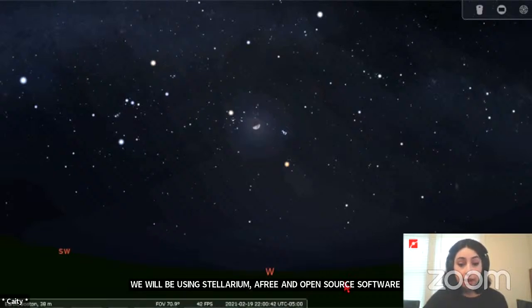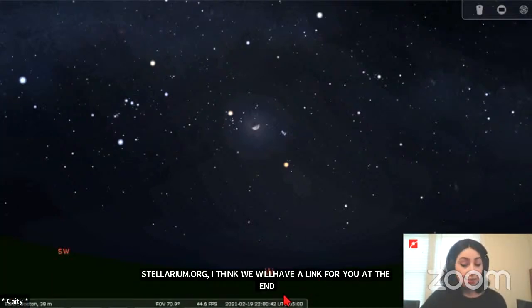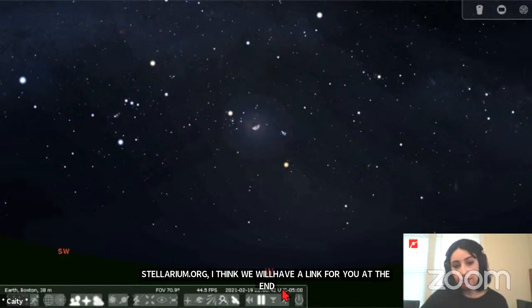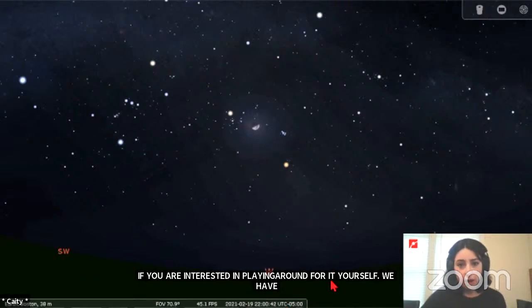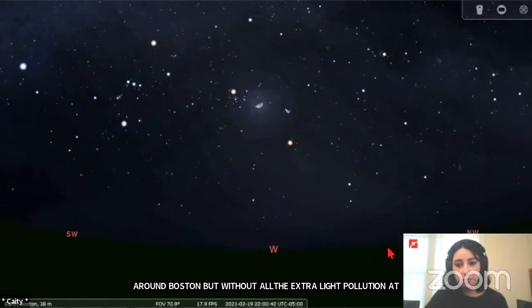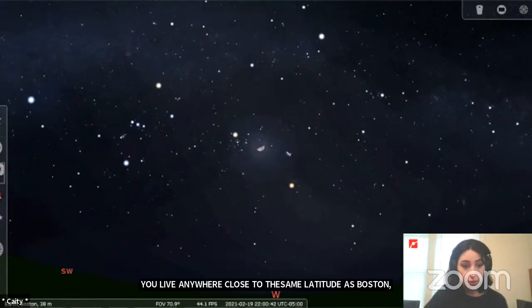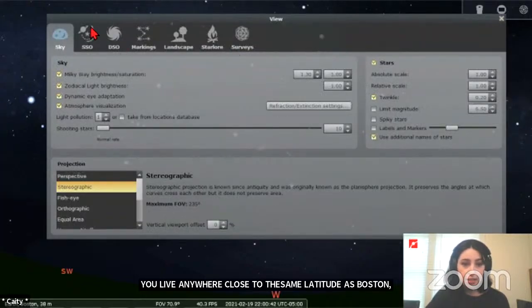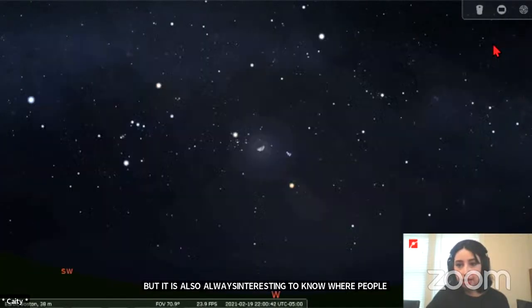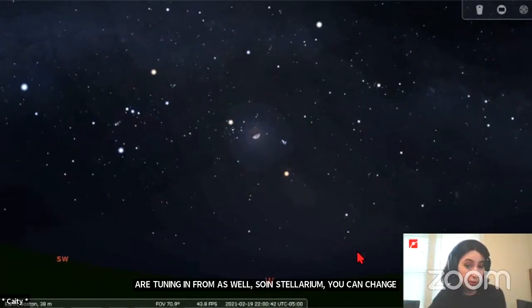So I have this set so that we are viewing the nighttime sky from around Boston, but without all the extra light pollution at around 10 p.m. tonight. So the sky will be pretty similar if you live anywhere close to the same latitude as Boston. But it's also always interesting to know where people are tuning in from as well. In Stellarium, you can always change where you're viewing from, which is really nice. And it's got pretty much every location on the Earth. And also you can look at the sky from other planets as well, which is pretty cool.